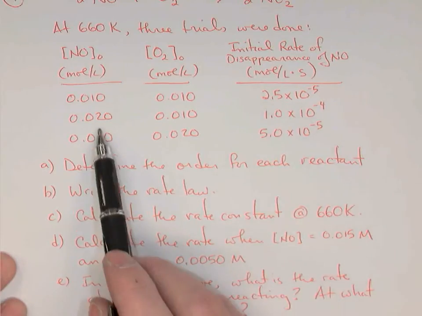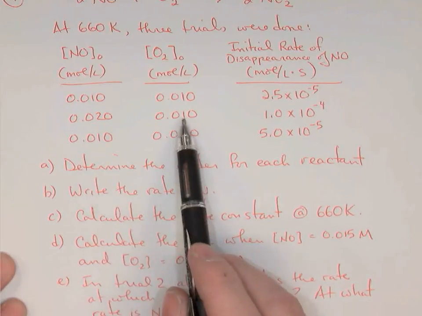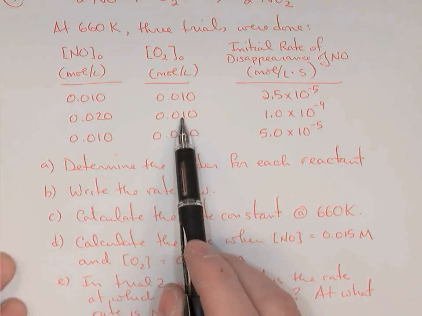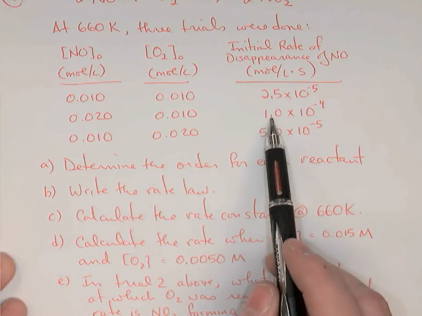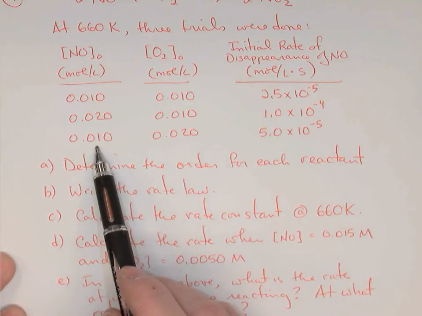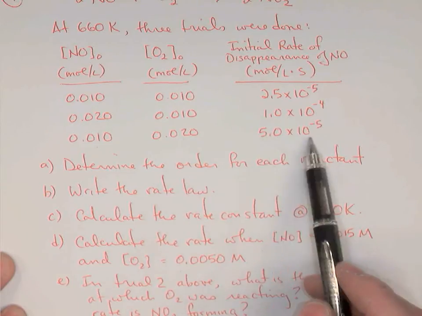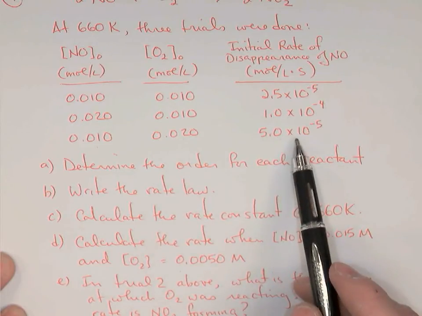In the second trial, you used a higher concentration of NO while you kept the initial concentration of oxygen the same as it was in trial 1, and you saw that the rate was higher, 1 times 10 to the minus 4 moles per liter per second. In the third trial, we used the same initial concentration of NO as trial 1, but we used a higher oxygen concentration, and compared to trial 1, the rate is higher again.